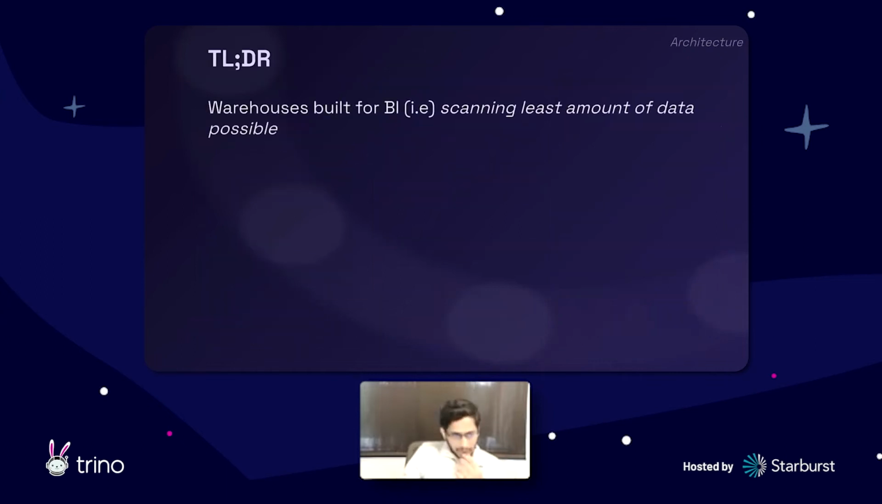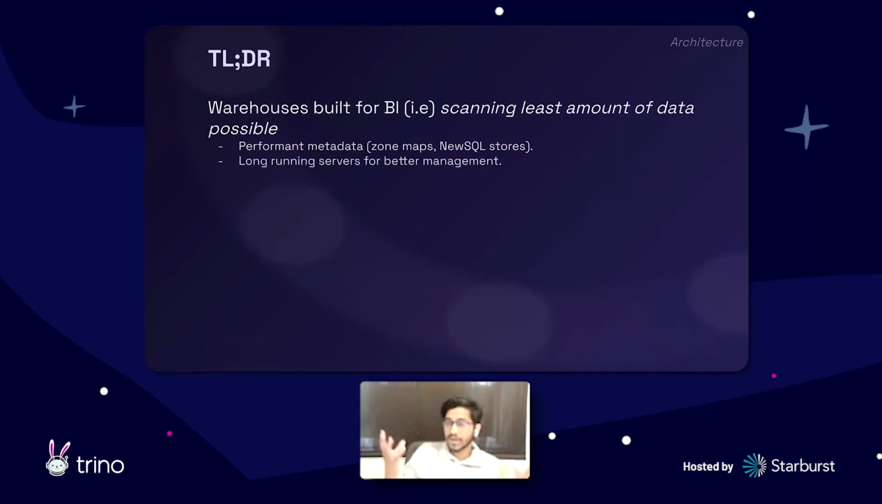So just to summarize, warehouses are really built for BI. You might have heard this said many times, but what does it mean? They're built for scanning the least amount of data possible. That's the BI problem. When you're writing a BI query, you want it to return very quickly, scanning the least amount of data, right? So warehouses have performant metadata. Remember, they store metadata as platform services. For example, BigQuery or Snowflake would use NoSQL stores and horizontal key-value stores to store this kind of information. And then they have long-running servers for better management. So they can cache a lot of metadata, a lot of different things that are in the query path, and they are optimized for this.